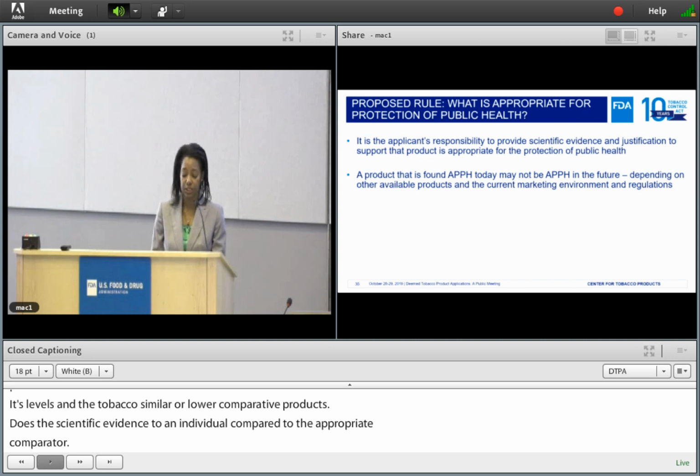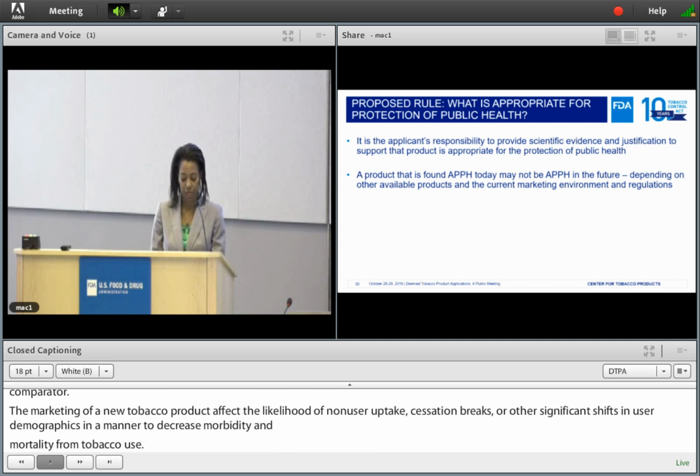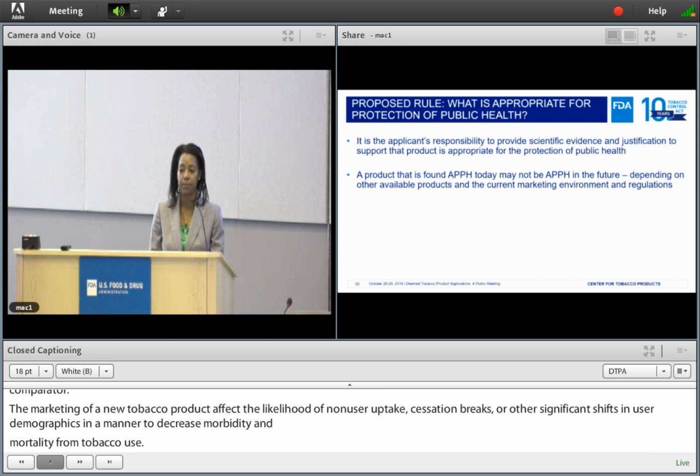It is the applicant's responsibility to provide scientific evidence and justification to support that a product is a PPH. A product that is found a PPH today may not be a PPH in the future.